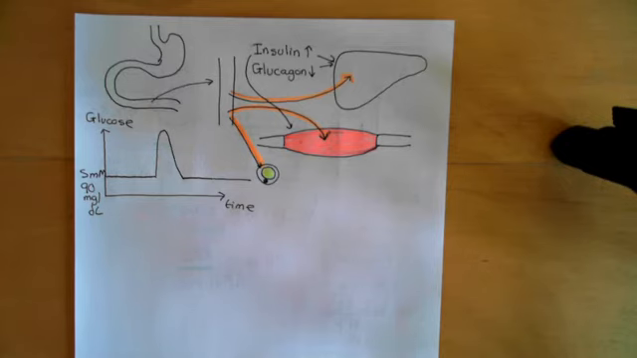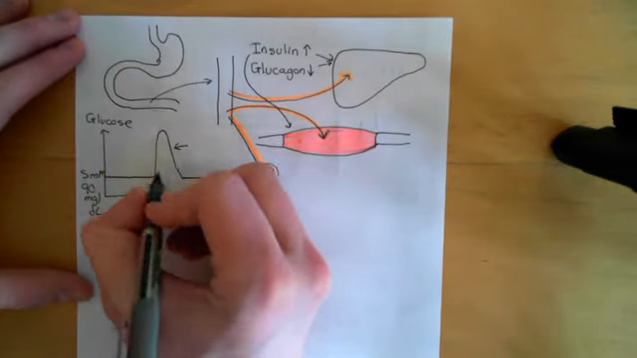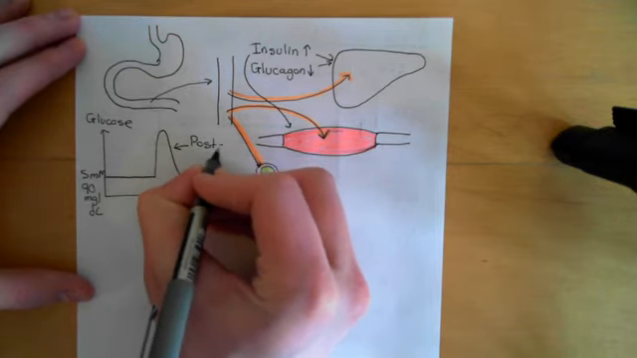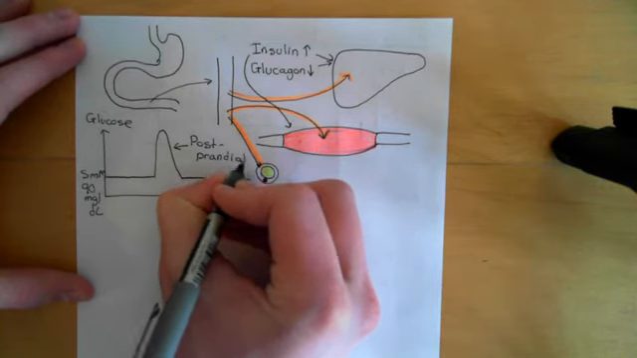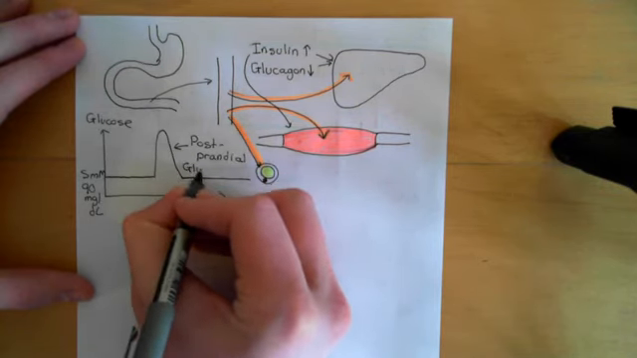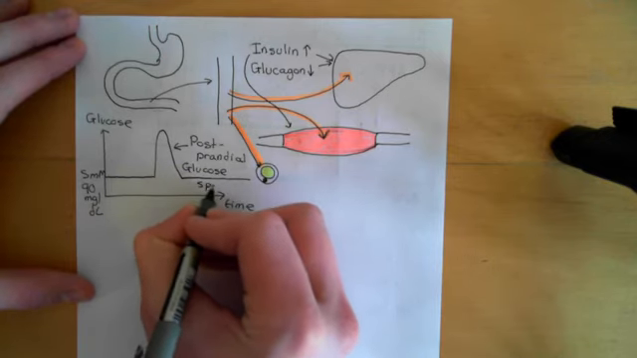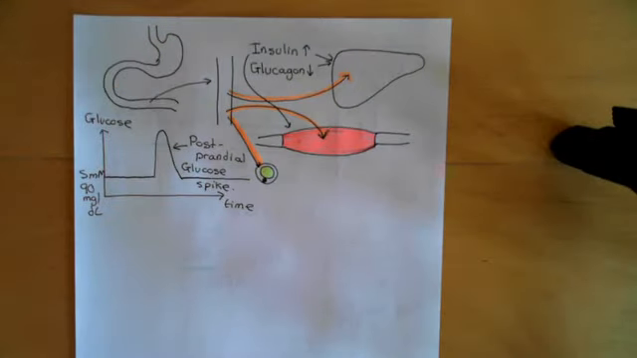Right, so that's normal blood glucose homeostasis. And by the way, this sort of spike has a special name. This is what's known as a postprandial, which just means after eating, glucose spike, or just a postprandial spike. Postprandial glucose spike.